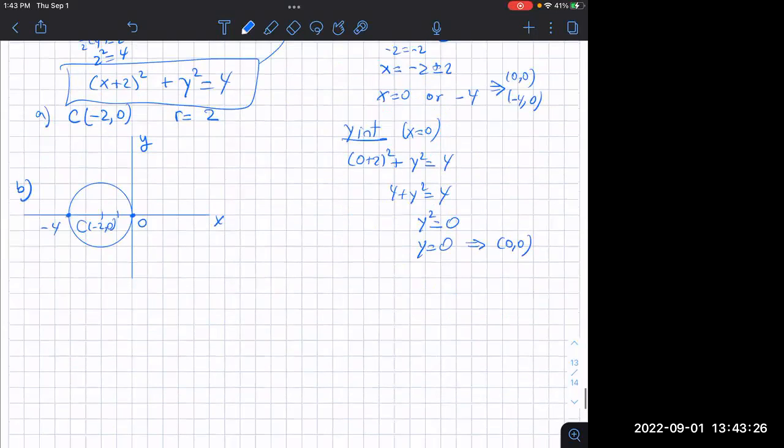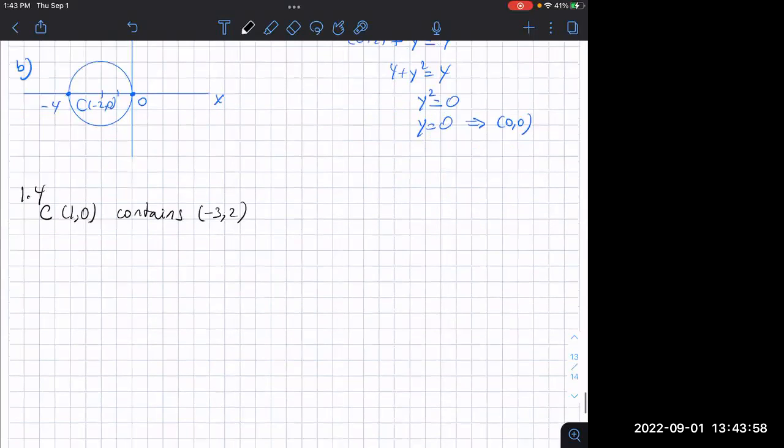So my next one would be 37. It says find the standard form of the equation of each circle. The center is (1, 0) and the containing point is (−3, 2). My question was, is the containing point the point on the circle? Yeah. Oh, okay. So this is 1.4, so the center is (1, 0) and it passes through that point.